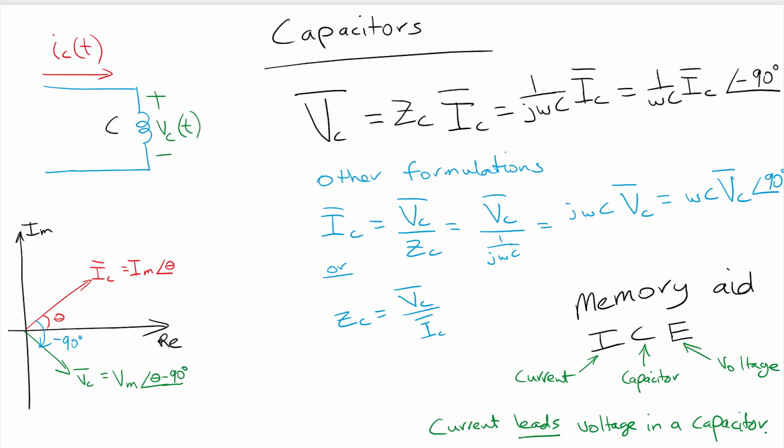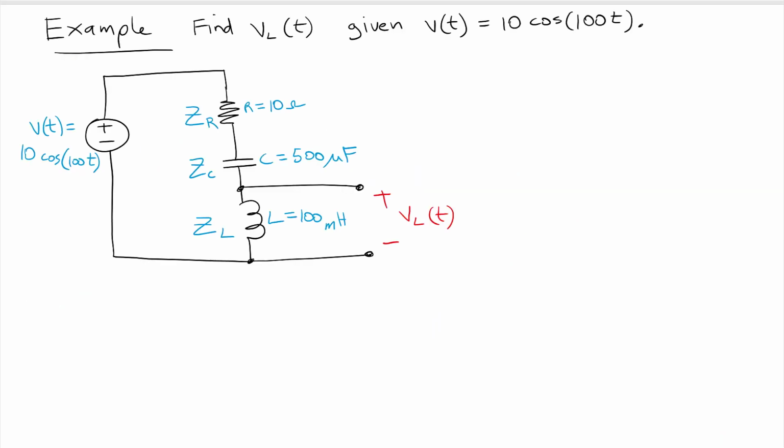So let's do an example just to see how to operate with these definitions. Okay, so in this example, we want to find out what the inductor voltage is. And so we have a circuit that's being stimulated by some voltage source, okay, and this is the value of it. We have a sinusoidal voltage with amplitude of 10 and an omega of 100. Okay, so that's stimulating this circuit, causing current to flow.